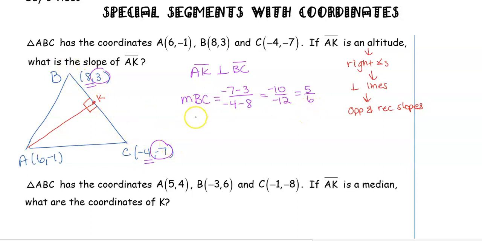Because I want the slope of AK, which is perpendicular, the slope of AK is going to be the opposite and reciprocal. So the opposite of positive is negative. The reciprocal of 5/6 is 6/5. So it's a nice little refresher from our Unit 1 when we dealt with slopes.